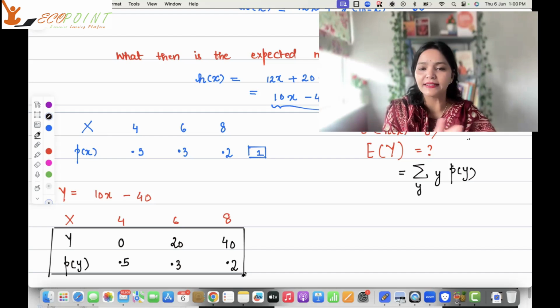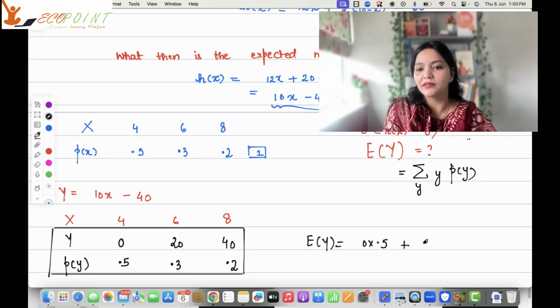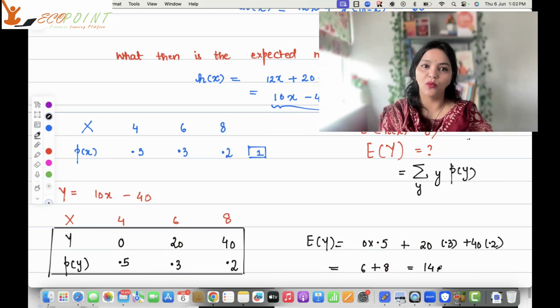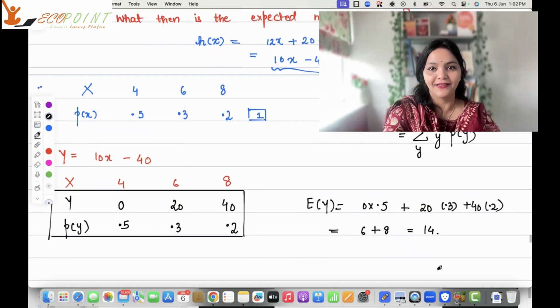Once you have that, it's very easy to find out the expected value of y. This y is nothing but our hx, the net revenue. So net revenue turns out to be 0 into 0.5 plus 20 into 0.3 plus 40 into 0.2. That means it turns out to be 6 plus 8 is what you get. That is 14. That is your net revenue, or as in profit. Okay. What have we done here?